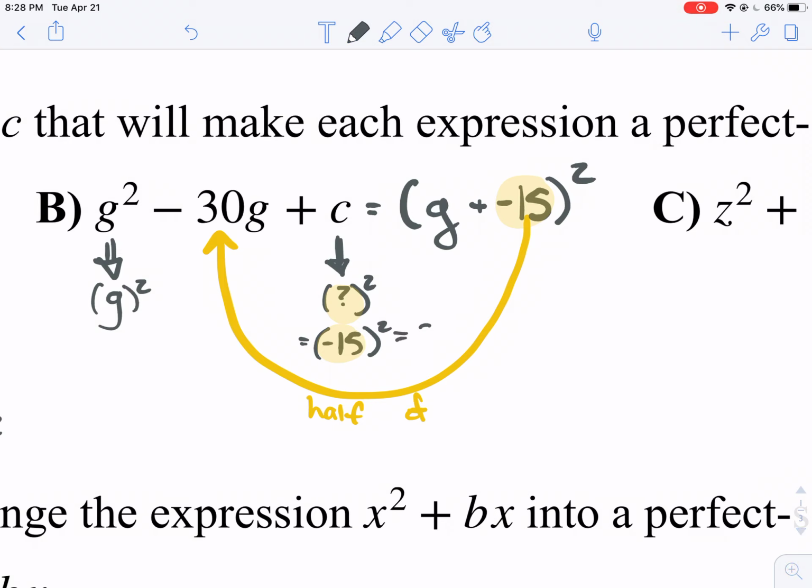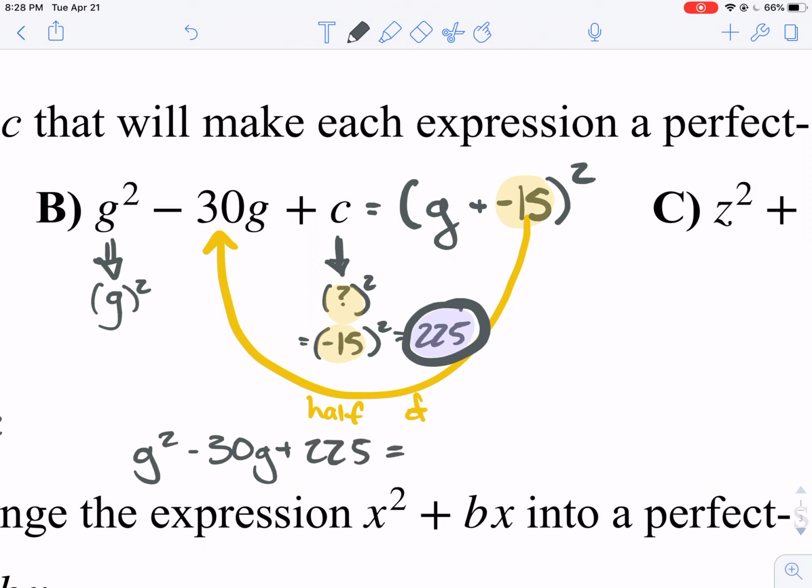Negative 15 squared is 225. So the number that we want to add is 225. And adding 225, oh shoot, no, I'm good. I'm just looking at the wrong problem. Okay, so in adding 225, that will give us G squared minus 30G plus 225. That is a perfect square trinomial equal to (G minus 15) squared. So we add 225.